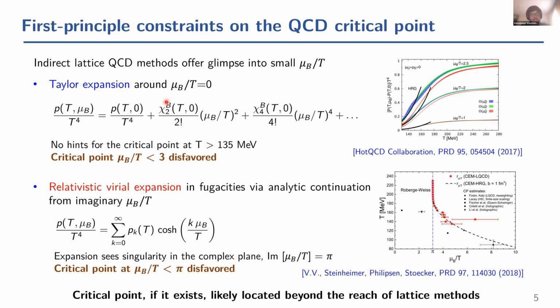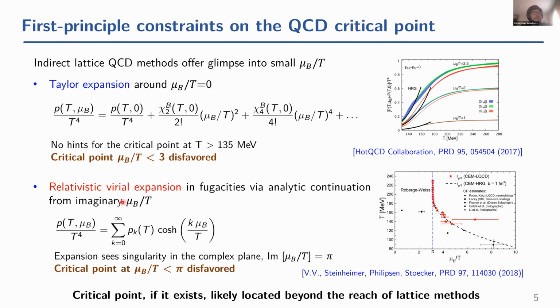And the current statement coming from at least a couple of collaborations who studied this is that the Taylor expansion, which in theory should be sensitive to presence of critical point if it was close to the expansion point, but the current results indicate that there are no hints for QCD critical point above 135 MeV and at μB/T less than 3.